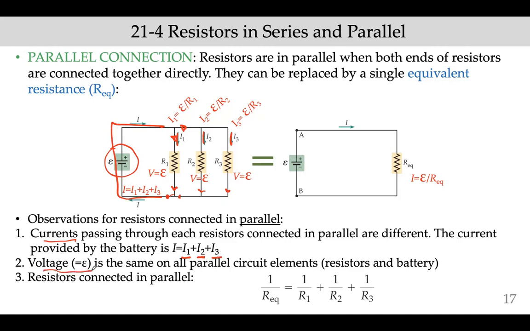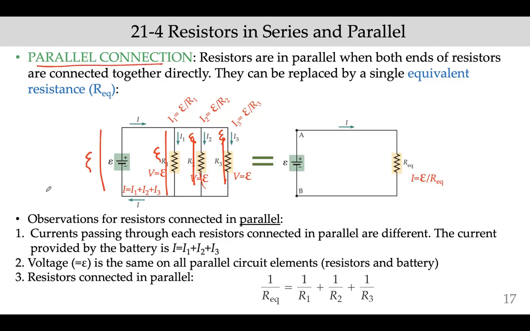Now, the voltage is the same on all parallel circuit elements. They may be resistors or batteries. As you can see, these resistors are parallel with each other, but they're also parallel to this voltage. So if you have the voltage epsilon here, then the voltage here is also epsilon on this resistor R1. The voltage here is also epsilon, and the voltage here is also epsilon. So when you have parallel connection, then the voltage is the same at all parallel points.